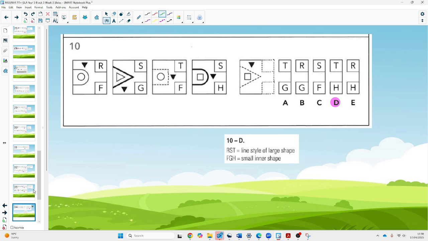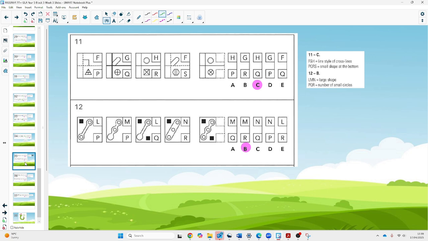Question 10, the answer here is D, and RSTS. So the S's represent the line style of the large shape. So we've got that bold outline. We actually need dashed, so a T is the top letter. And then F, G, F, H, we know that we require an H because this is the small inner shape and we need a square. So that means that it'll be TH.